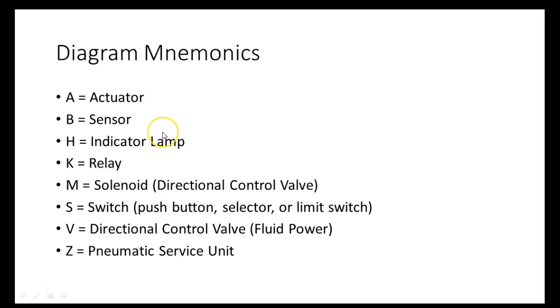First thing, and I didn't run this off, so y'all might need to make notes, is what the designators are for the different types of things. So if we see A, what does that mean it is? You need to note this, because like I said, B means it's a what, H means it's a, K means it's a relay, M means it's for a directional control valve, S is for switches, V is for the valve itself, and Z is for the pneumatic insertion. If we don't understand these, then we won't be able to understand the actual schematics or the diagrams. Are we okay? Any questions?